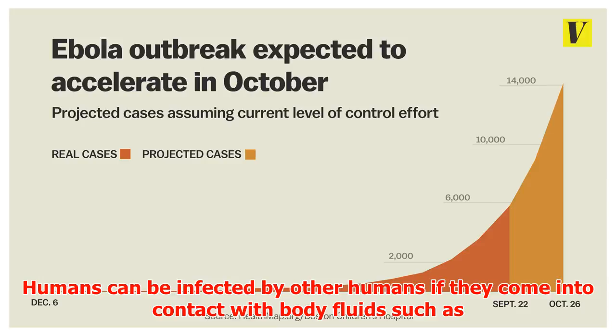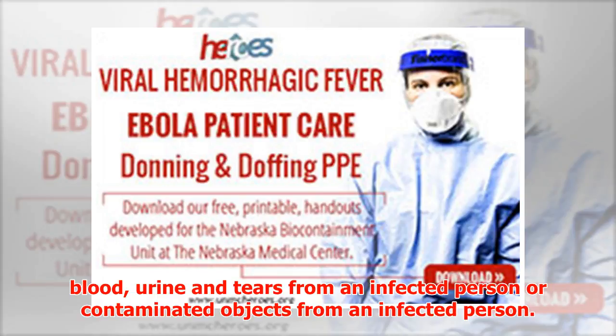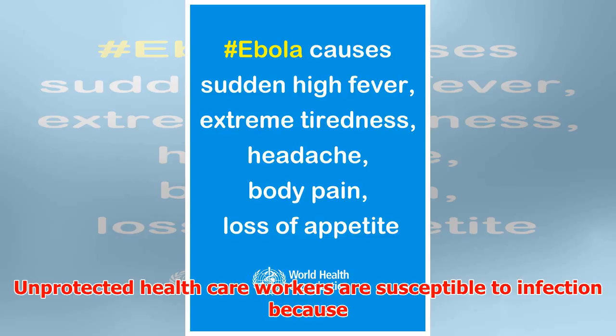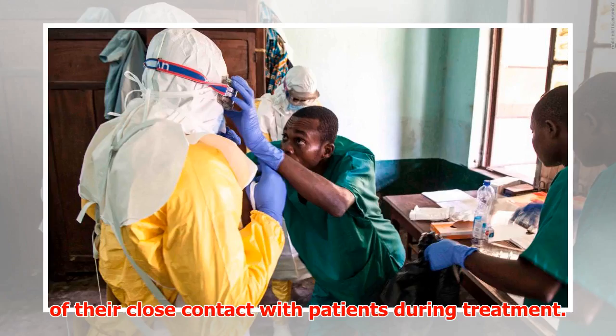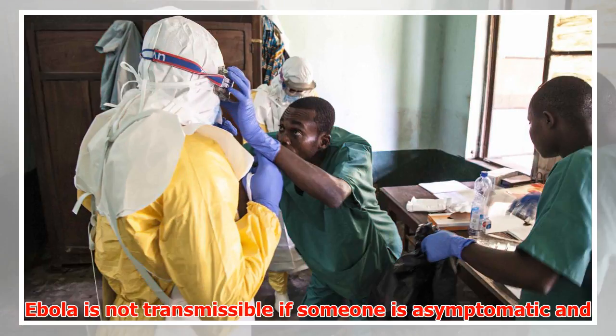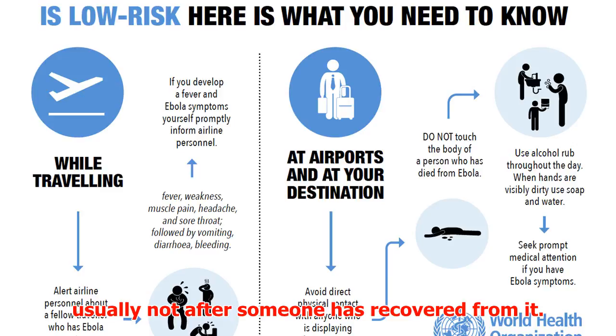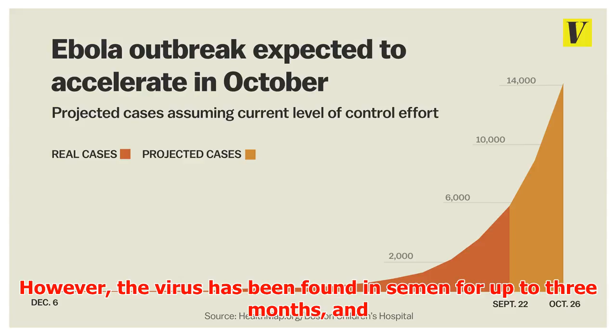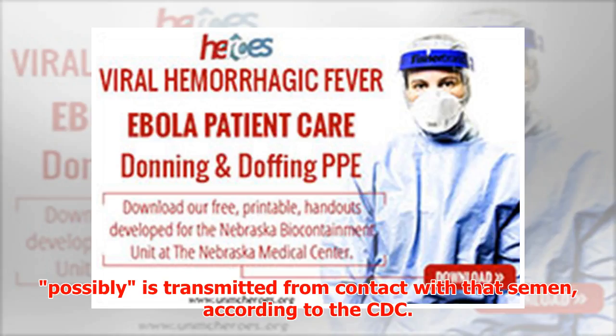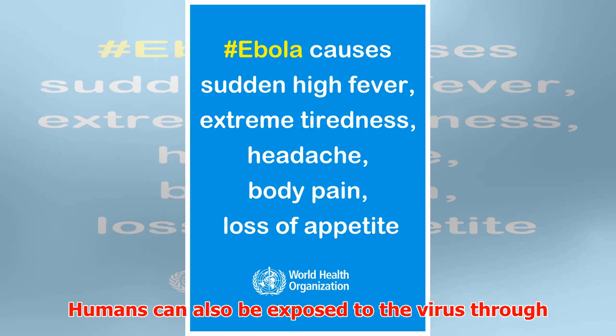Humans can be infected by other humans if they come into contact with body fluids such as blood, urine and tears from an infected person or contaminated objects from an infected person. Unprotected healthcare workers are susceptible to infection because of their close contact with patients during treatment. Ebola is not transmissible if someone is asymptomatic and usually not after someone has recovered from it. However, the virus has been found in semen for up to 3 months, and possibly is transmitted from contact with that semen, according to the CDC.